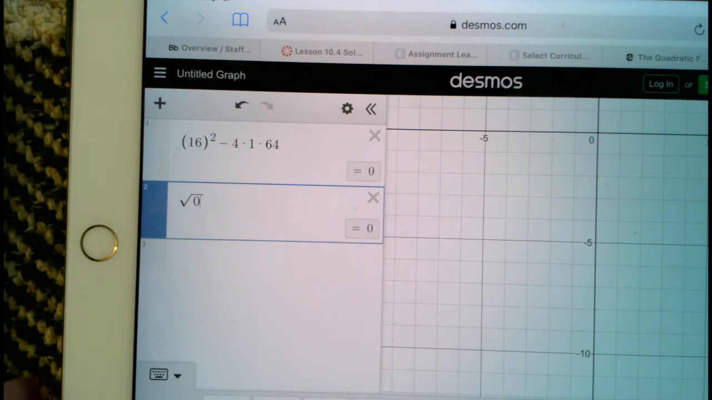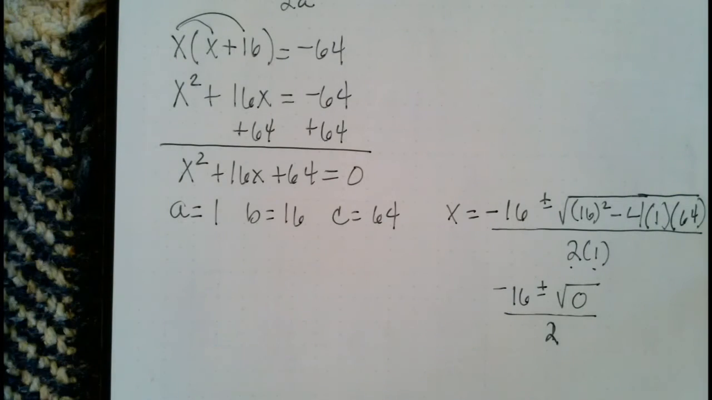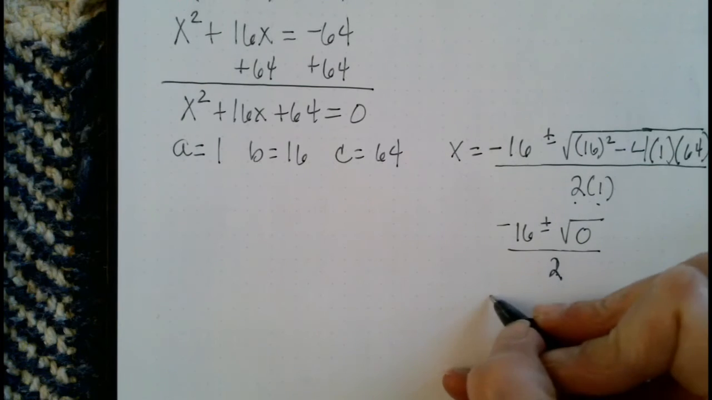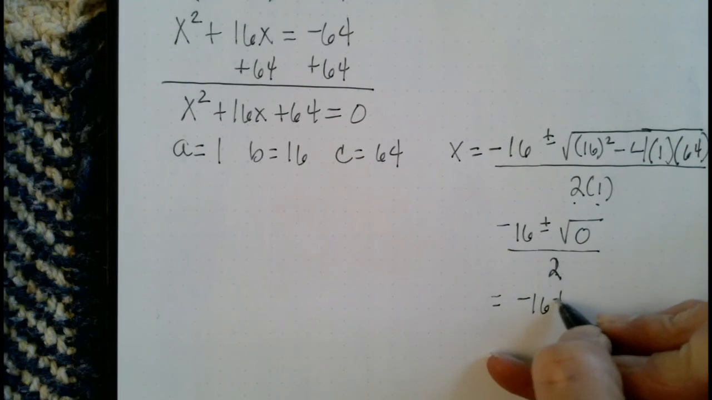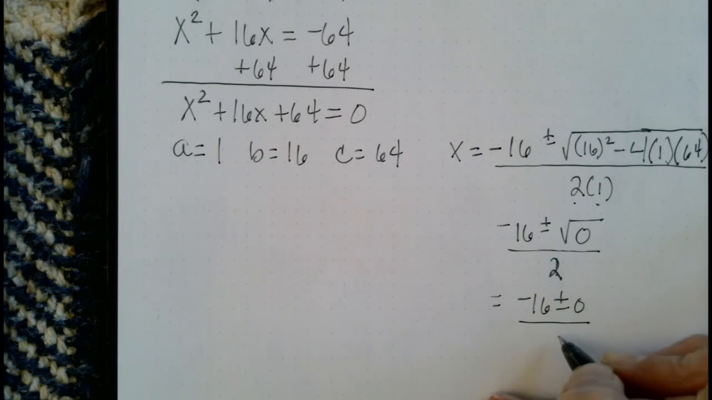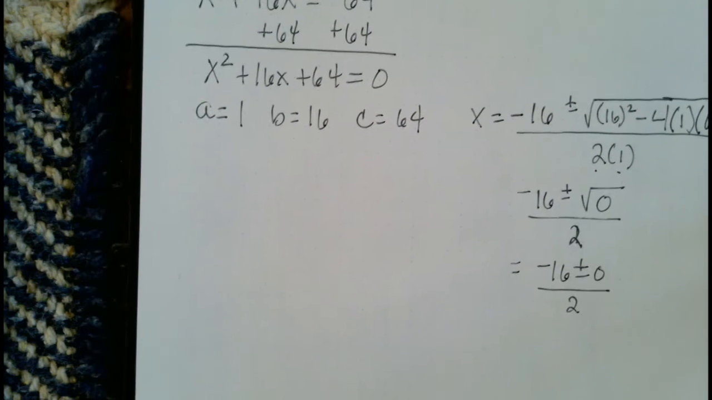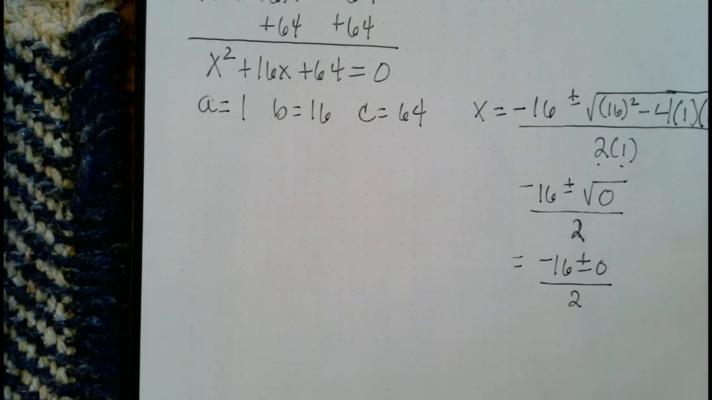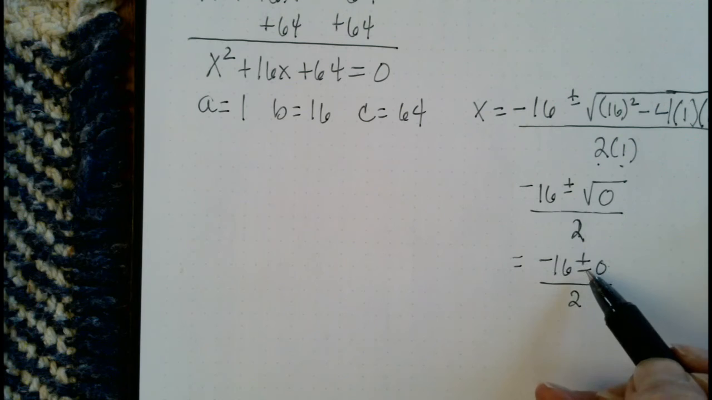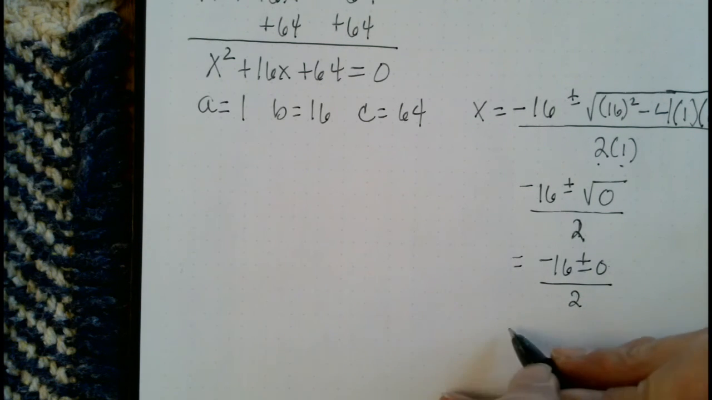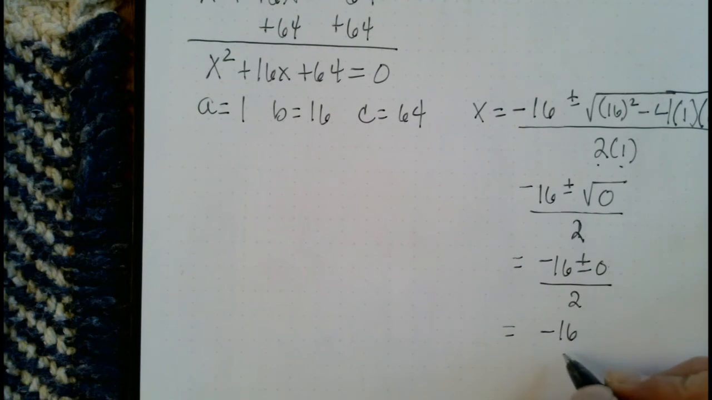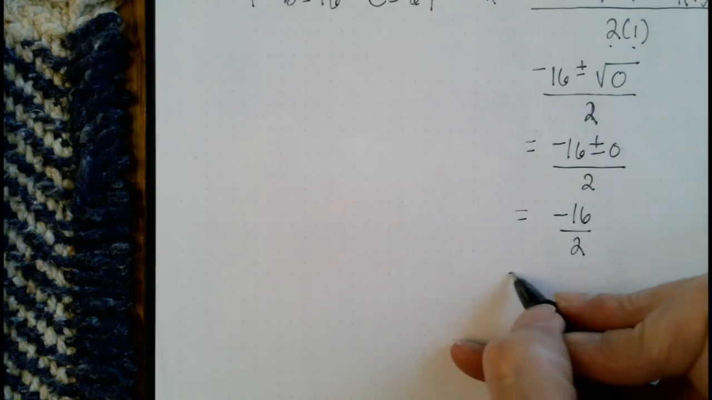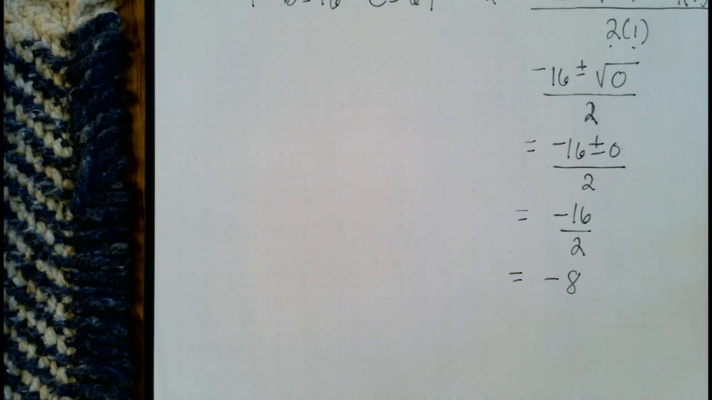Well, the square root of 0 is 0. So that works out a lot better for us than from video 6. Because what we end up with is negative 16 plus or minus 0 over 2. And negative 16 plus 0 is negative 16. Negative 16 minus 0 is still negative 16. So we get negative 16 divided by 2. And negative 16 divided by 2 is negative 8.